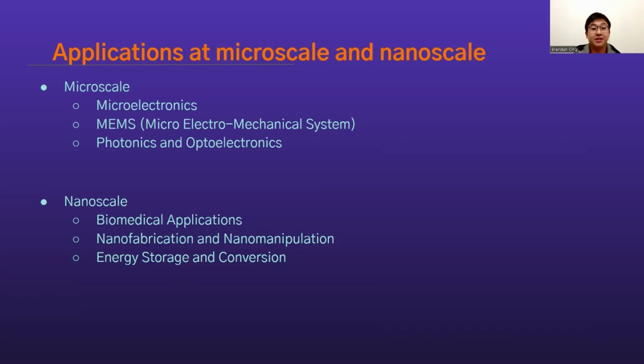Here are some applications of electrodeposition at the micro and nano scale. On the micro scale, electrodeposition is used for microelectronics, microelectromechanical systems, and for developing photonics and optoelectronics. As for the nanoscale, it is used in biomedical applications, nanofabrication, nanomanipulation, and energy storage and conversion. Let's go in depth on how electrodeposition is used for each one.